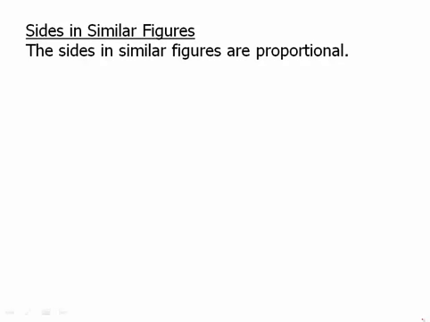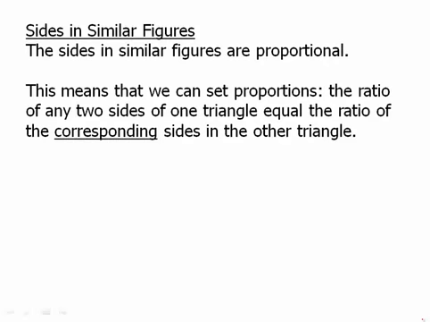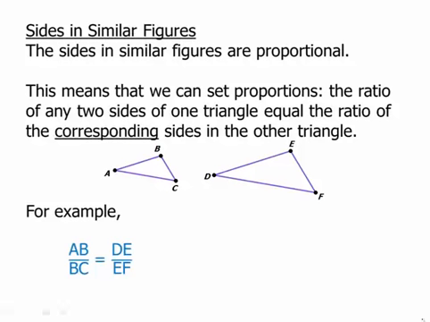Now we can talk about sides in similar figures. The sides in similar figures are proportional. Well, what does that mean? This means that we can set up proportions. The ratio of any two sides of one triangle has to be equal to the ratio of the corresponding sides in the other triangle. So for example, if these are our similar triangles, the ratio of AB over BC has to equal the ratio of DE over EF. So setting those two ratios equal, that's the proportion we can set up.